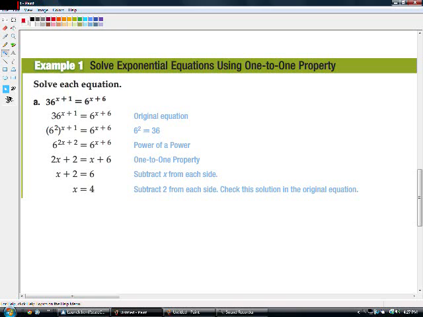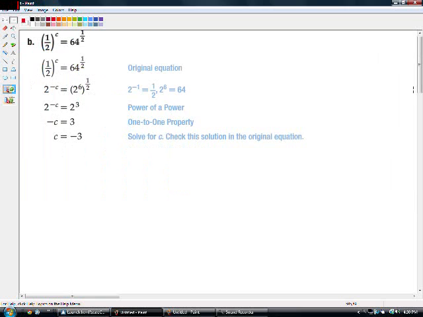So now, Steven, here's another example of example 1. We can see here (1/2) to the power of c equals 64 to the 1/2 power. And this is the original equation right here. How are we gonna solve this one? Oh, carefully, Steven.